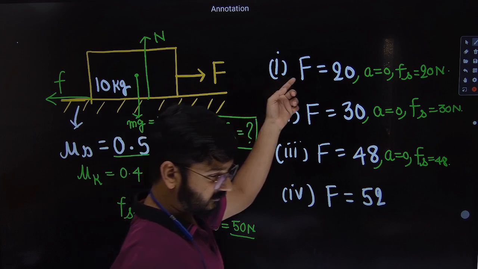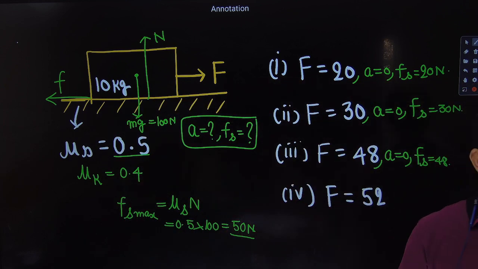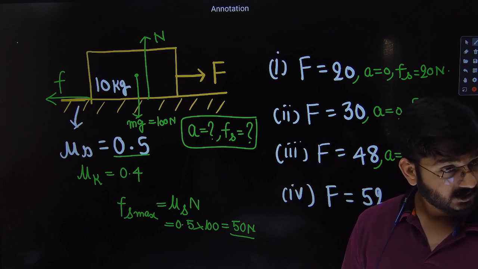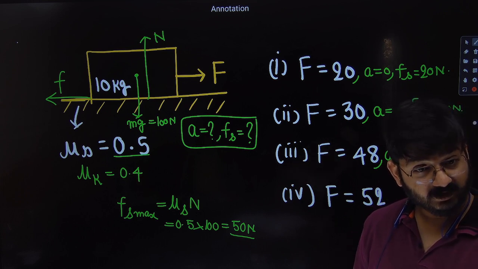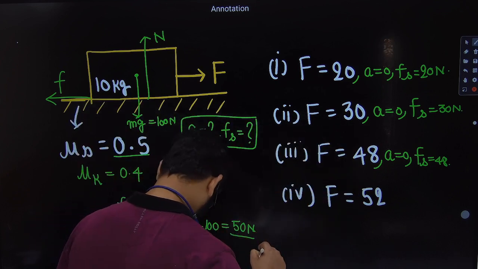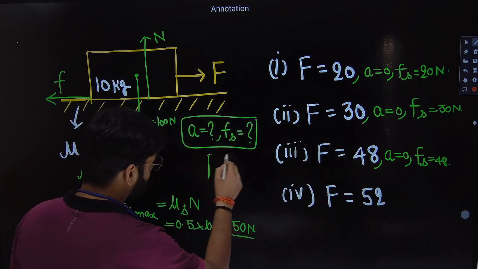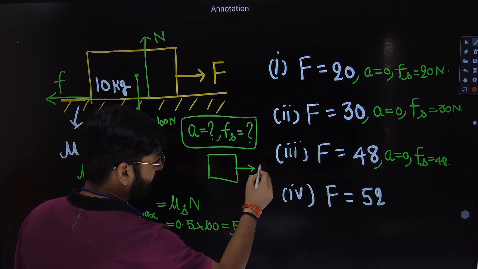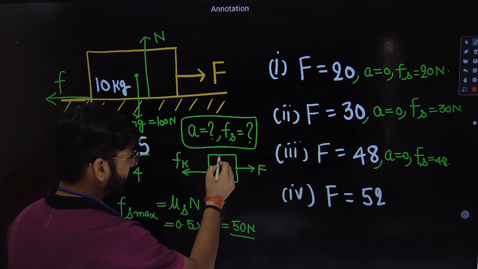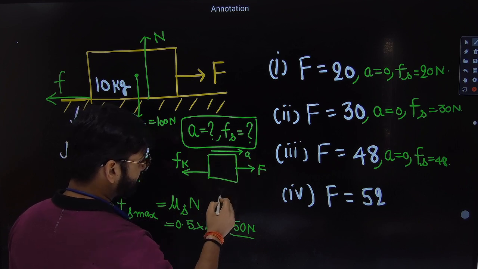What is the force? 52. 52 is greater than Fs max. Will the object move? Yes. Once the object starts moving, which friction acts? Kinetic. So if you draw the diagram, which force will act? F, and here it will be Fk, and it will move like this. So what will be the acceleration?